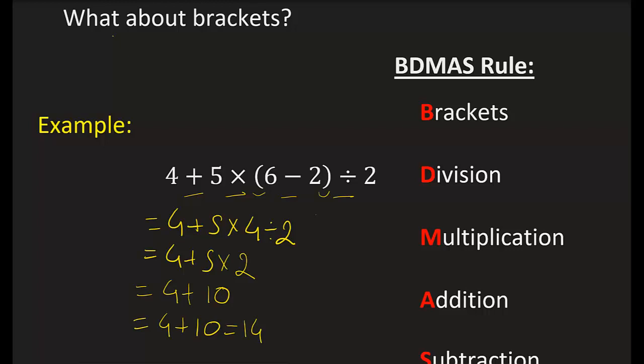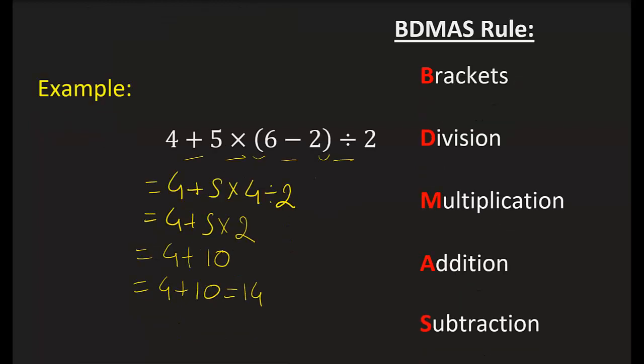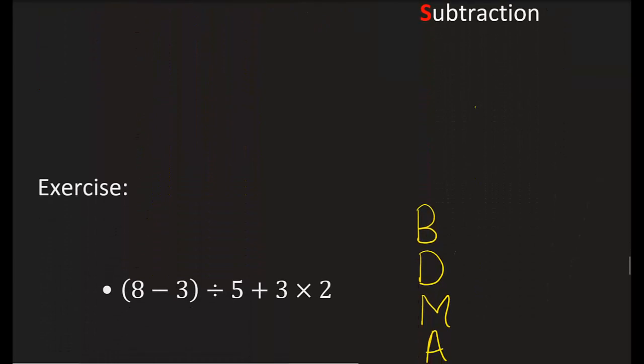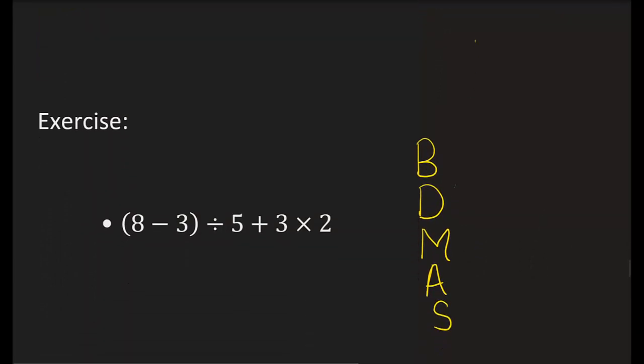Now today we learned about order of operations. Now it's time for an exercise. Let's see what today's exercise holds. 8 minus 3 divided by 5 plus 3 multiplied by 2. Whoa, that's big. But we can do this with the help of BDMAS.